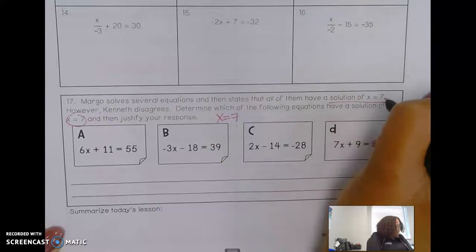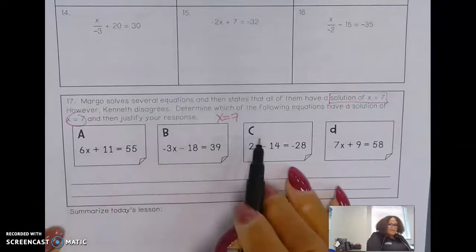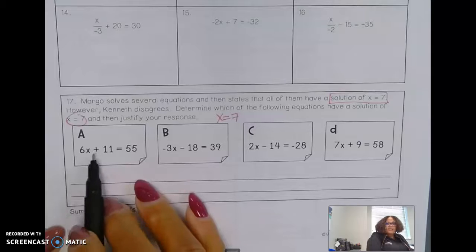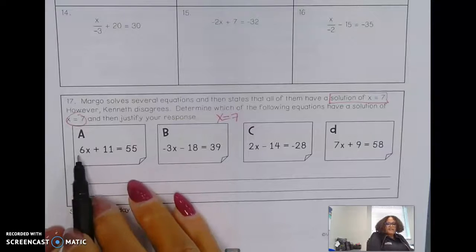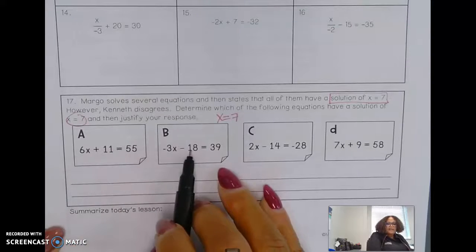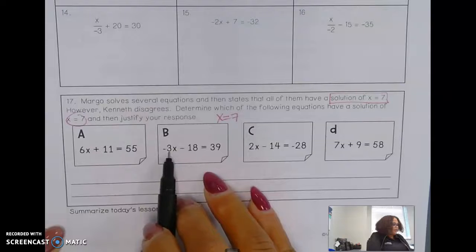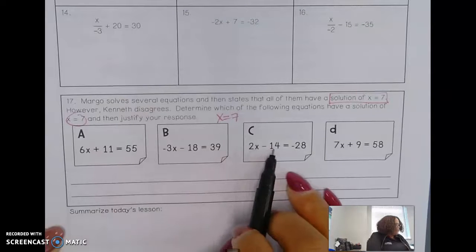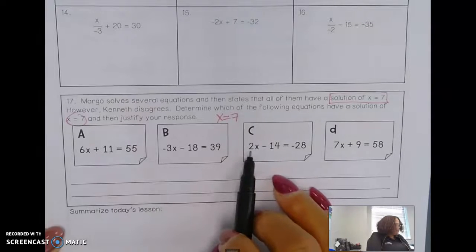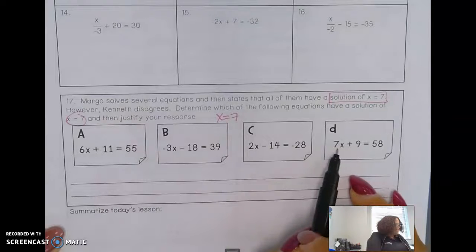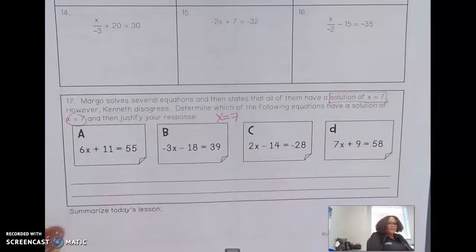And that is the solution. That means they worked this out. They subtracted 11 on both sides, then divided by 6. They added 18 on both sides, then divided by -3. They added 14 on both sides and divided by 2. They subtracted 9 on both sides and divided by 7. They did all of that. That's all fine and dandy.